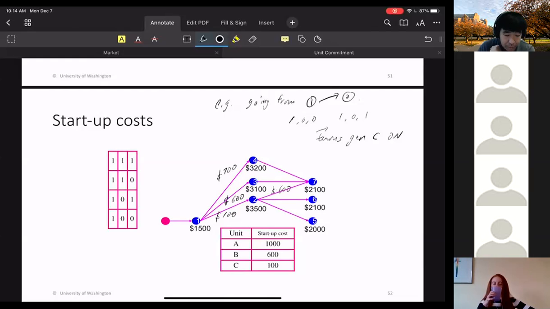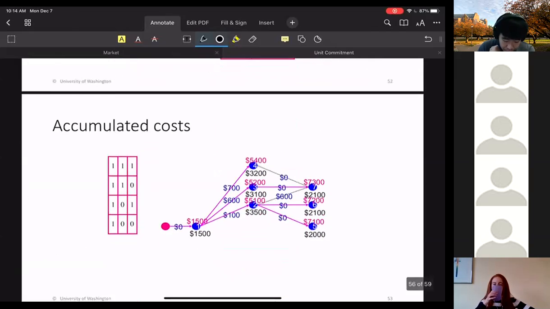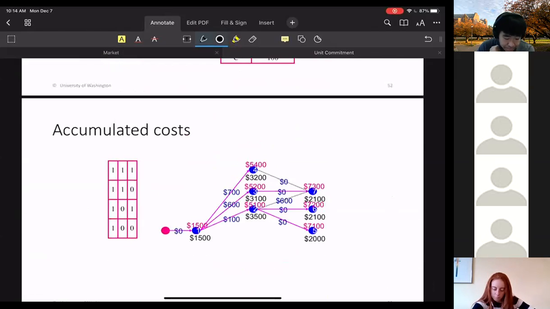Okay, once we have the startup cost, we can compute the accumulated cost. Basically, what is the total cost we have for this problem?